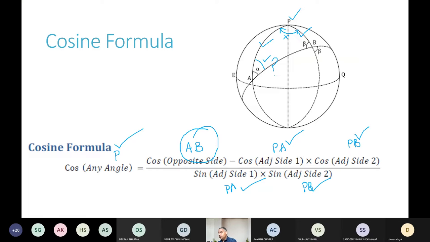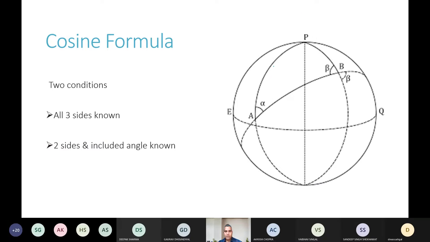Any doubt or query you have in this formula? Very good. So that seems clear. As I told you, this formula is applicable in two conditions. When all three sides of the triangle are known, or when any two sides and the included angle is known. So whenever you see a spherical triangle in which any one of these conditions apply, you can use the cosine formula to find out the remaining parts of the triangle. All other parts of the triangle can be found.